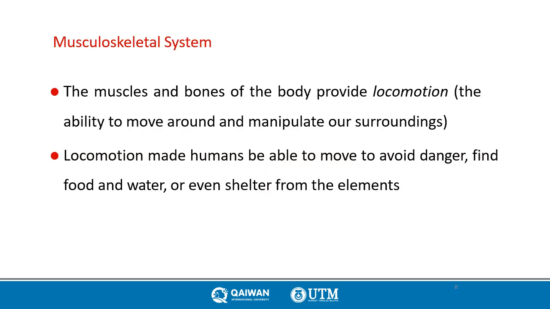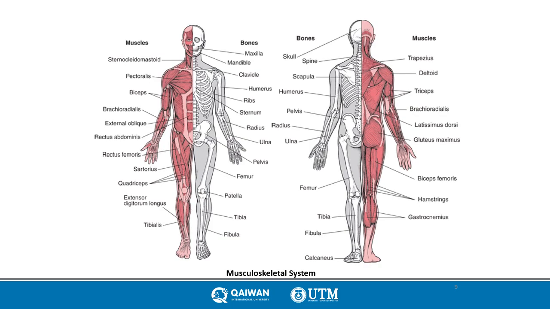In terms of systems, the musculoskeletal system is formed by muscles and bones. This system provides locomotion, the ability to move around and manipulate our surroundings. Locomotion enables humans to move to avoid danger, and find food, water, and shelter from the elements.